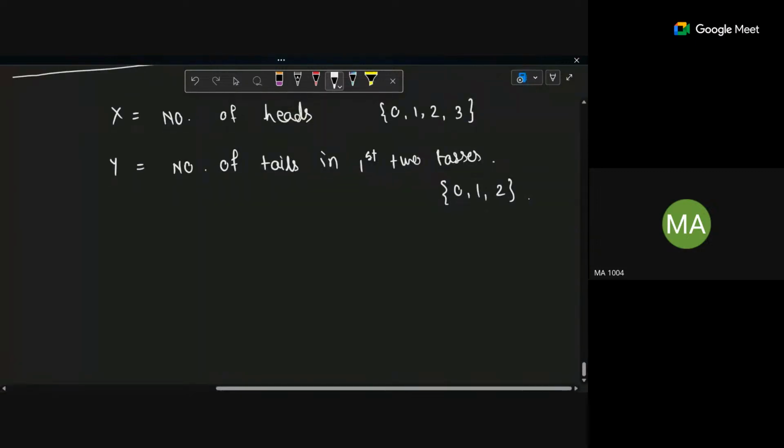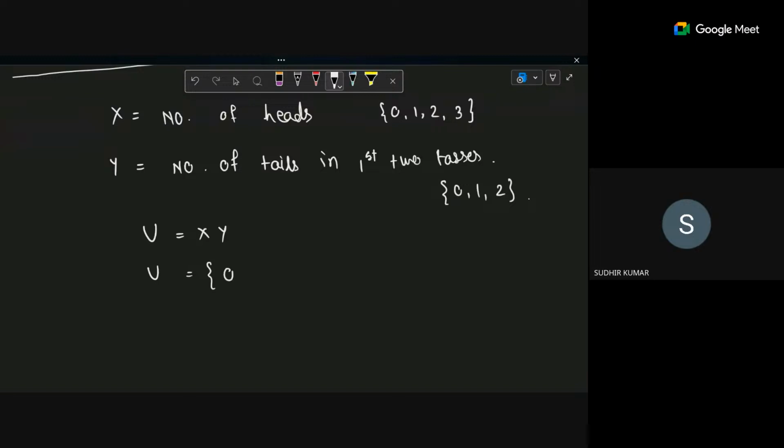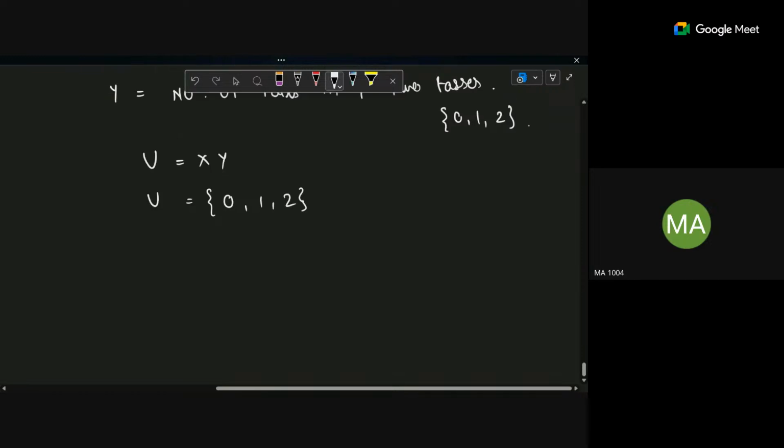So if we define the random variable U as the product of X and Y, then what will be the range for U? 0, 1, and 2 only, right? When will it be 0? For this particular case, you have to define your sample space of outcomes. Since it is a coin only, you know all the 8 possibilities, right?